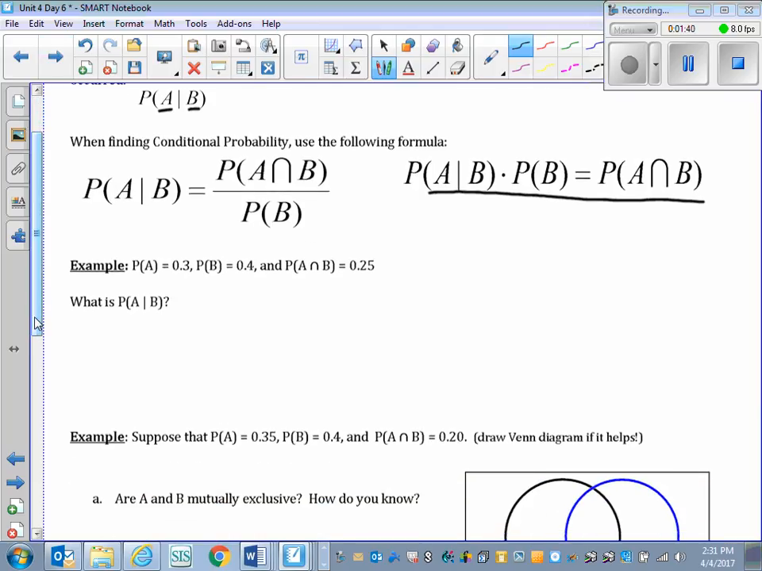So, for example, what's the probability of A given B? If we know the probability of A and B is 0.25, and the probability of B is 0.4, if we divide those two things, we will get our probability of A given B of 0.625. Take a moment now, try the next example on your own, and then press pause, do the problem, and press play when you're ready to continue.